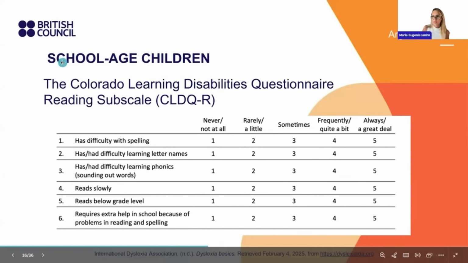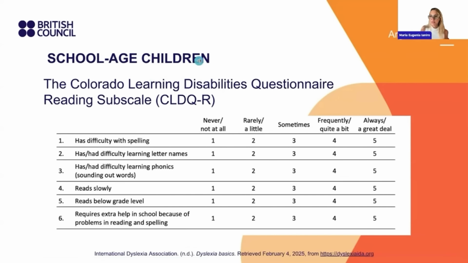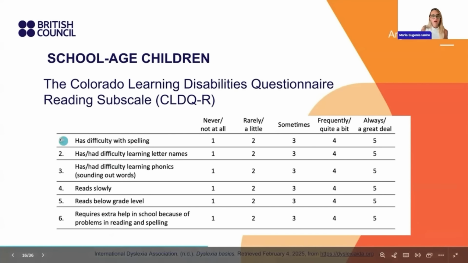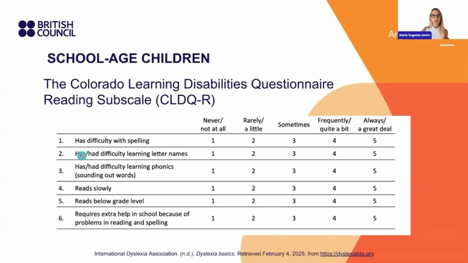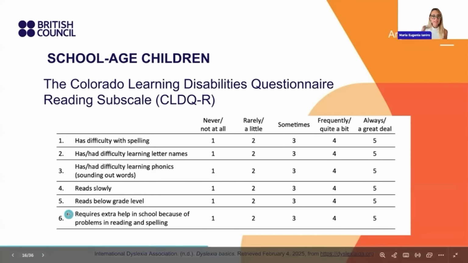This is the one that is recommended for school-age children, and it is called the Colorado Learning Disability Questionnaire. In this case, there are 6 different statements. For example, number 1 says has difficulty with spelling. Number 2, has had difficulty learning letter names. 3, has had difficulty learning phonics. 4, reads slowly. 5, reads below grade level. And 6, requires extra help in school because of problems in reading and spelling.